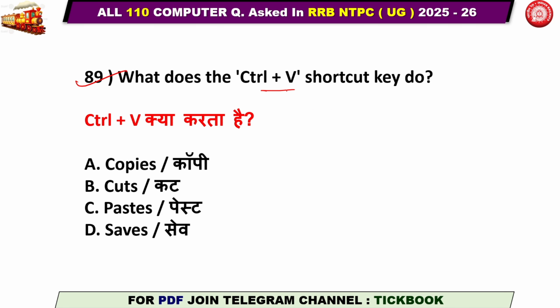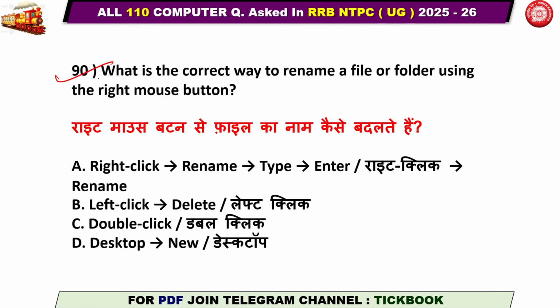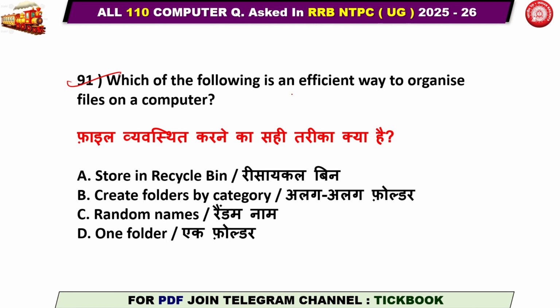89. What does the Ctrl plus V shortcut key do? Option number C, pastes. 90. What is the correct way to rename a file or folder using the right mouse button? Option number, right click, then rename, then type and then enter. 91. Which of the following is an efficient way to organize files on a computer? Option number B, create folders by category.